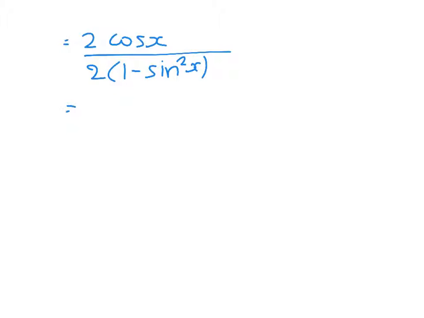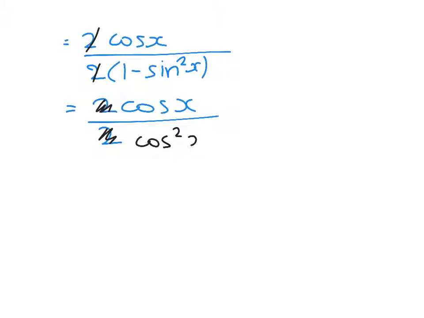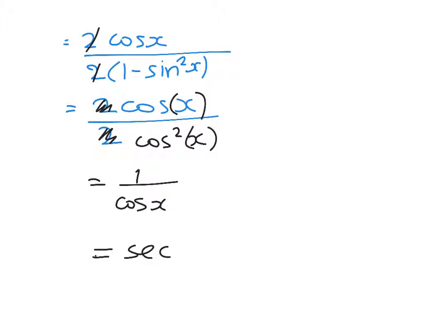Right, using the Pythagoras identity, we've got 2 cos x over 2, well actually I really by now should have got rid of the 2's. Cos x over cos squared of x, which is equal to 1 over cos x, which finally simplifies to sec x.